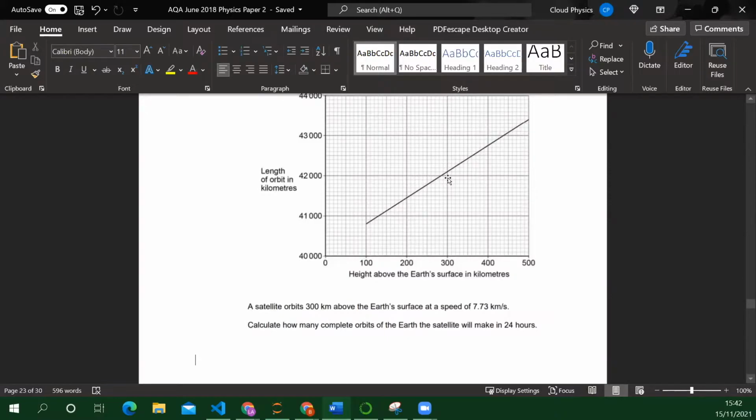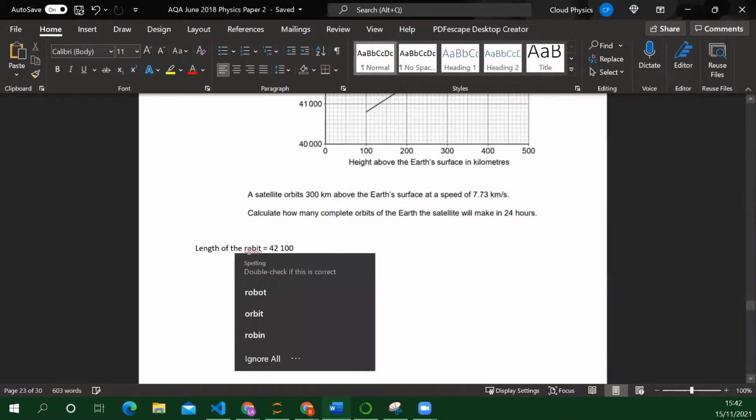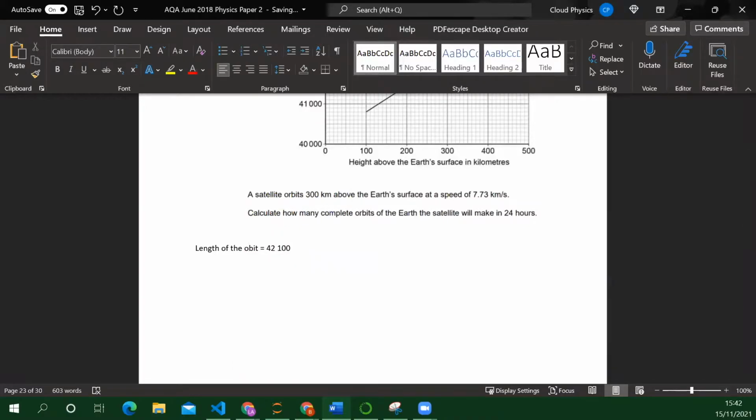Okay, 42,100. Let's write that down. It gives us a mark anyway. We need to write that down. Length of the orbit, so one mark for reading the graph. 42,100 kilometers. It's your unit there.